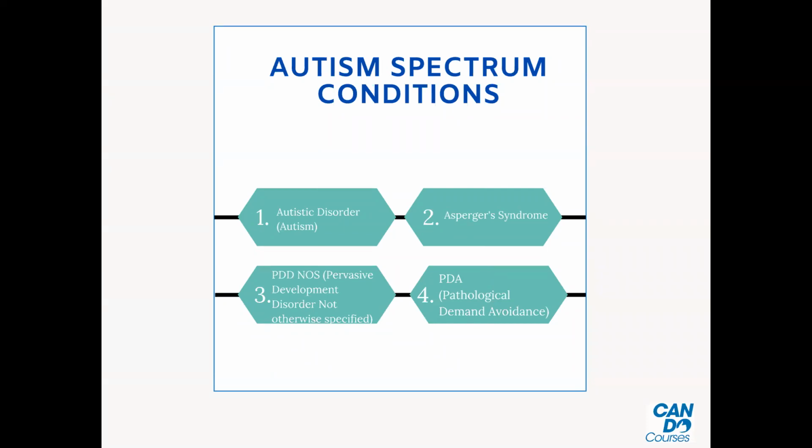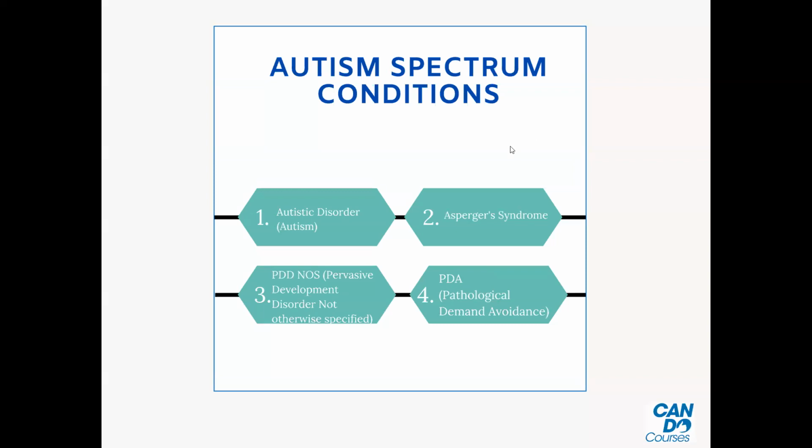But PDA has significant differences between strategies to manage behaviour outbursts because they're driven for different reasons. So although we talk about them as being kind of blended, if an individual has a diagnosis of PDA, then some of the normal strategies you'd use for autism don't work.